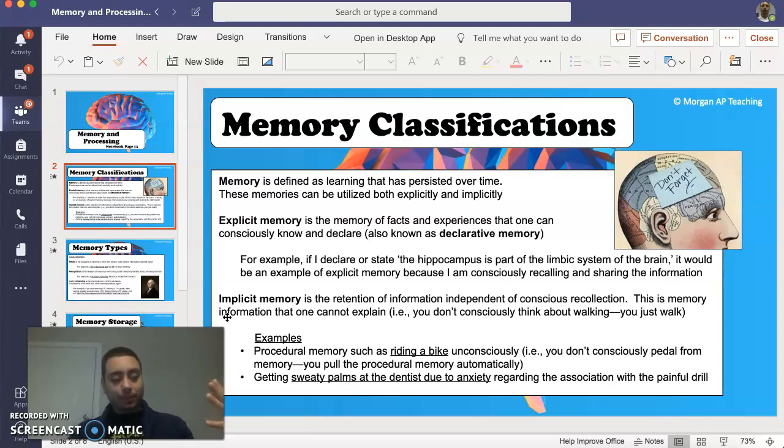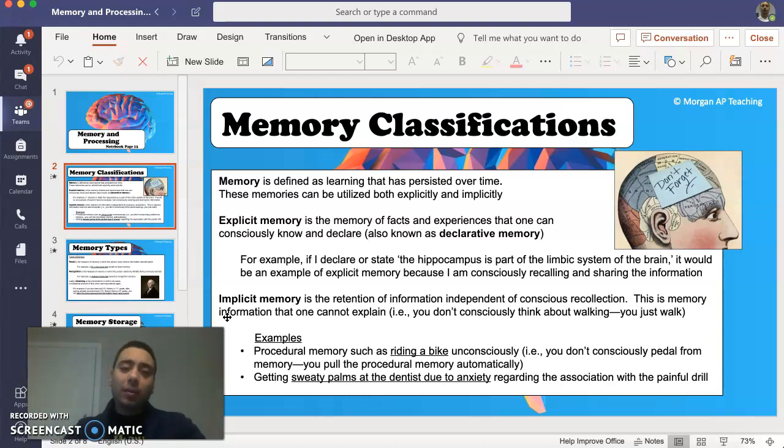So when we talk about memory, we're talking about the way a person is. Memory is what allows us to continue being the individual that we are. So memory is defined as learning that has persisted over time. Explicit memories are memories of facts and experiences. So explicit memories are memories that you can declare, things that you would actually tell people about.